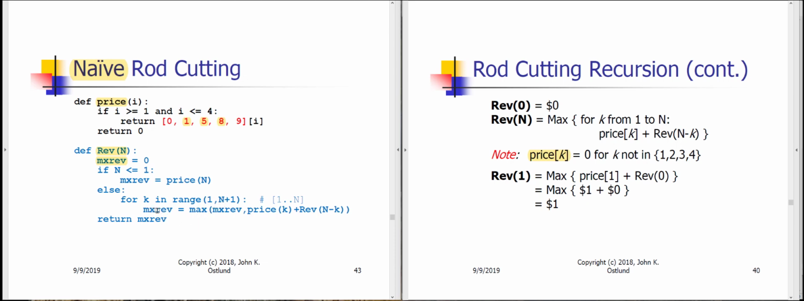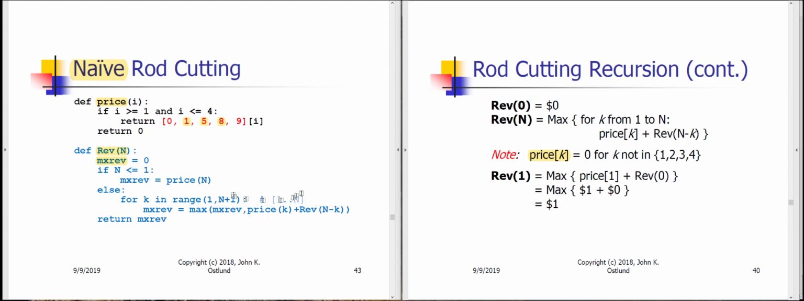And our maximum revenue is going to be updated to be the maximum of the maximum revenue we've computed so far, or the price of a k-foot piece plus the maximum revenue from the remaining part.